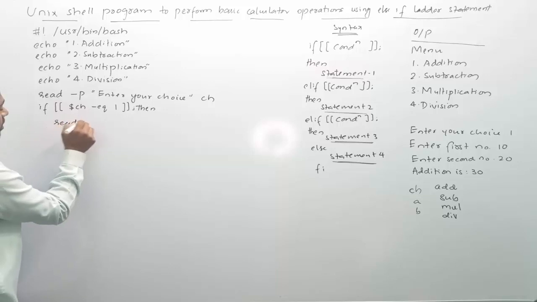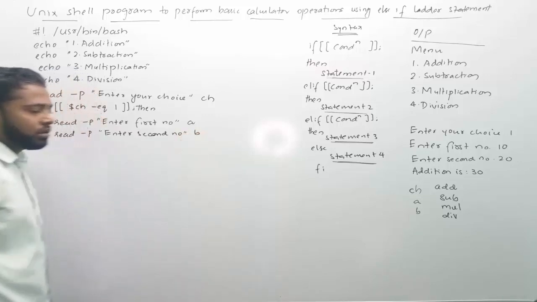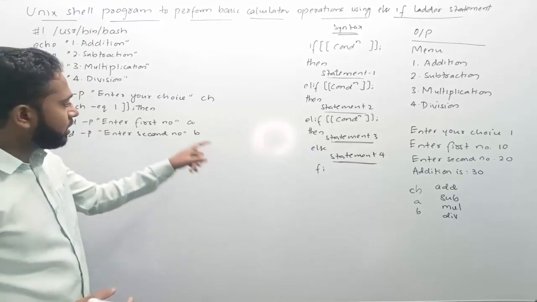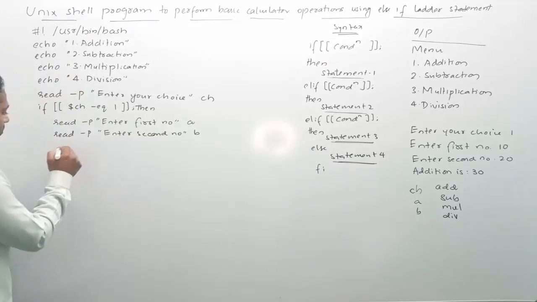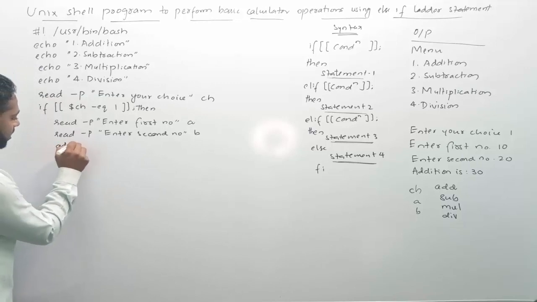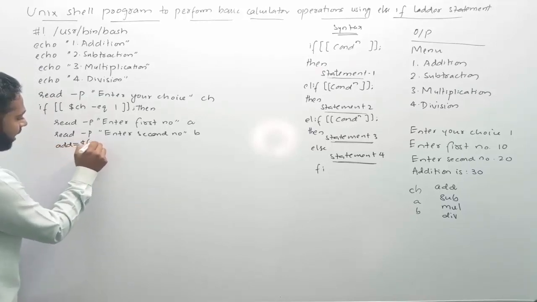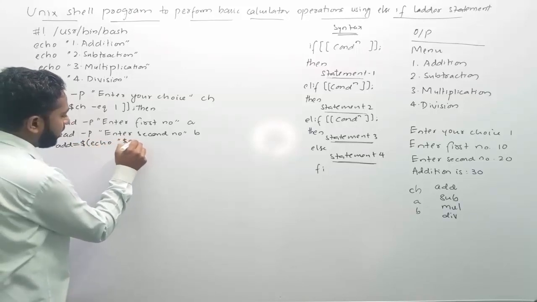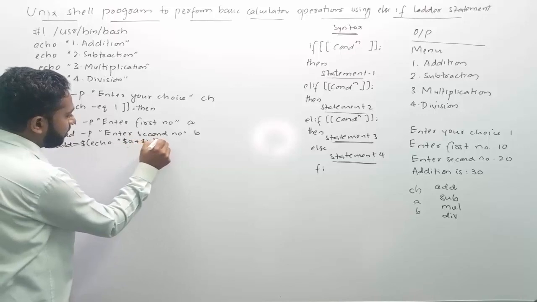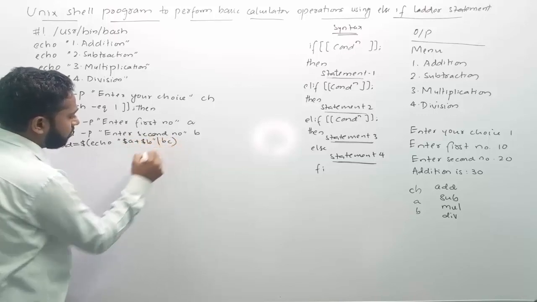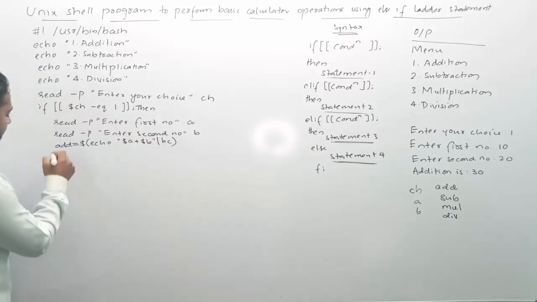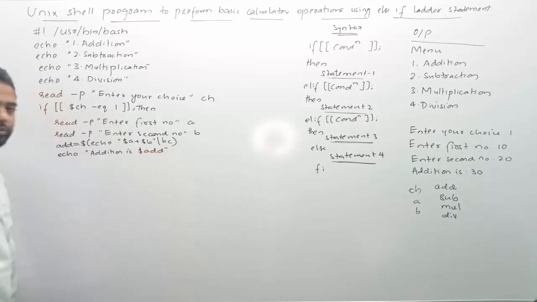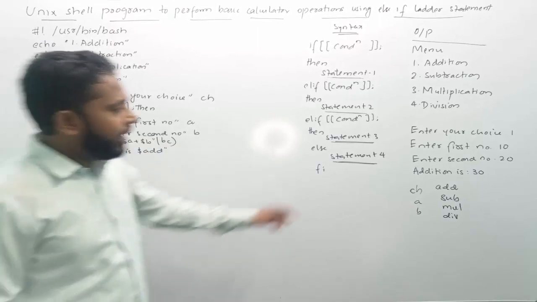Read -p, double quote, and so on. Now the values get stored inside a and b. Next I need to perform the addition. add=$(echo "$a + $b" | bc). Okay, next I need to print add. Now what if the user enters 2?